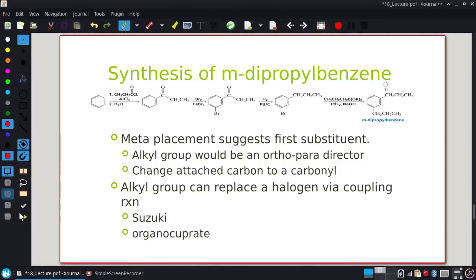So yeah, we'd brominate it, then we'd actually get rid of that carbonyl, and then we can use our organoborate to put that group on there.